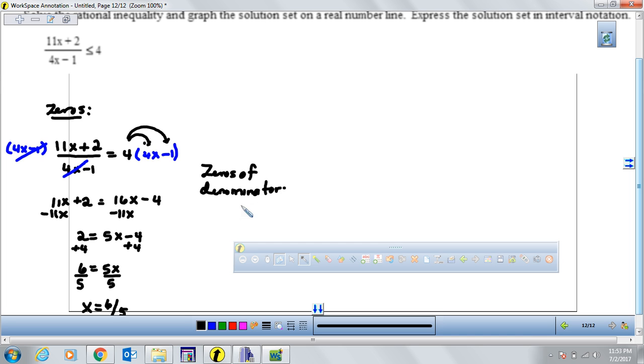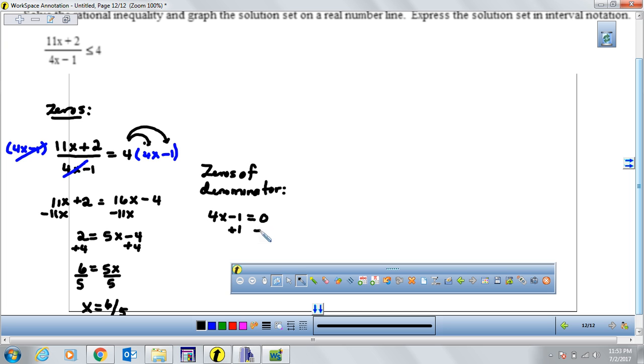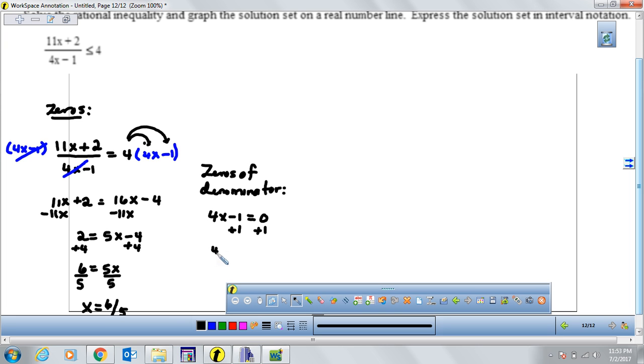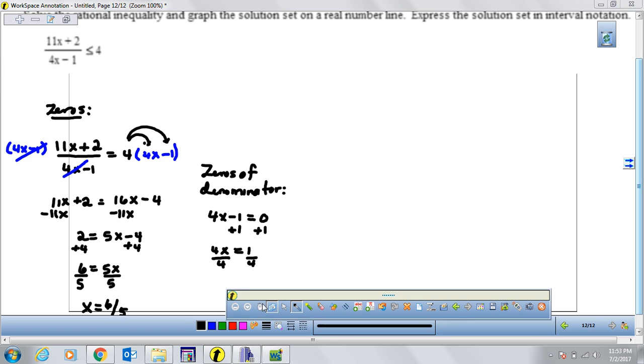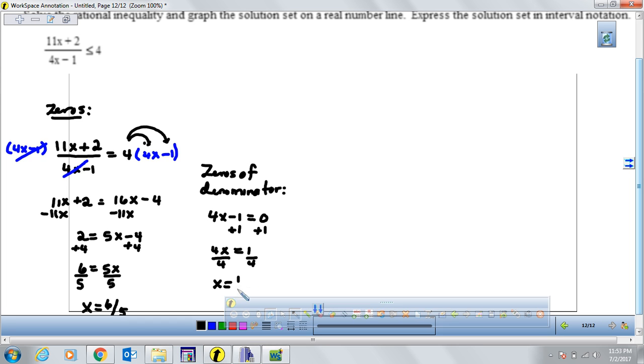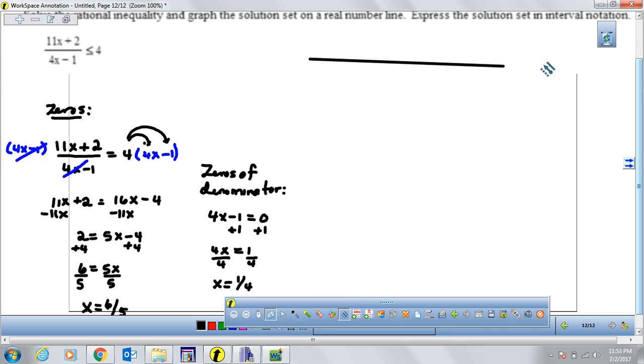Let's do that. So we need to find the values that make the denominator equal to 0. So we're going to add the 1 to the other side. We're going to get 4x equals 1. Then we're going to divide both sides by 4, so it's going to give us x is equal to 1/4. So those are my two zeros, my zero of the numerator and my zero of the denominator.